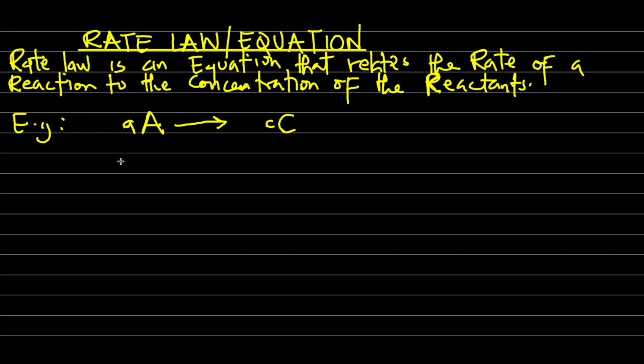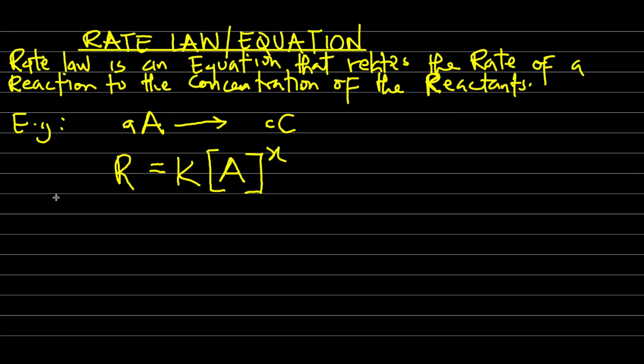So rate law is going to be my rate, which is symbolized by R, equals k, that is rate constant, times concentration of A. Now this square bracket stands for concentration. Now this will be raised to the power of x. Please take note that this x, that the concentration of A is raised to, is not the stoichiometric coefficient. Instead, this x is what we call the order of reaction.